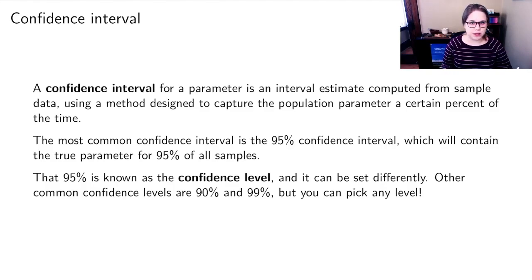We could set it differently. It doesn't have to be 95%. It could be 90%. It could be 99%. Sometimes you do an 80% confidence interval. So you can pick any confidence level. And it's basically how confident you want to be. Sort of how often you're willing to make mistakes as well. Because if you're 95% confident, then you're kind of 5% not confident.